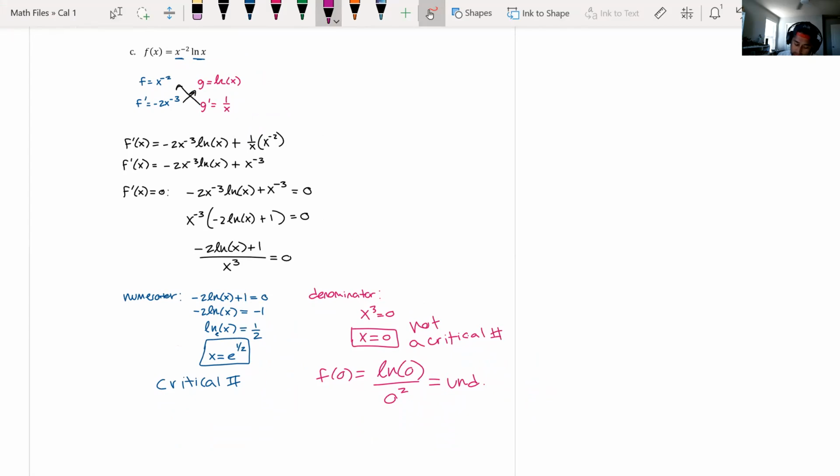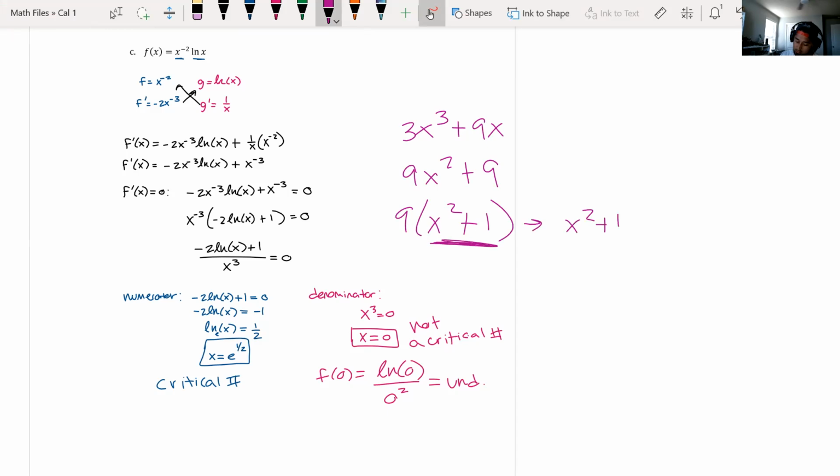What's a good one? I guess you could say like 3x cubed plus 9x or something like that, right? Well, if you took the derivative, you'd get 9x squared plus 9. And then you could take that 9 out and have x squared plus 1. Can you factor x squared plus 1? No, because you'd have to take the square root of a negative 1. Exactly. So you'd get x equals plus or minus i, which cannot be considered critical numbers. So if you got a problem like that, your critical numbers do not exist. There could be an actual problem where you don't have any critical numbers at all.